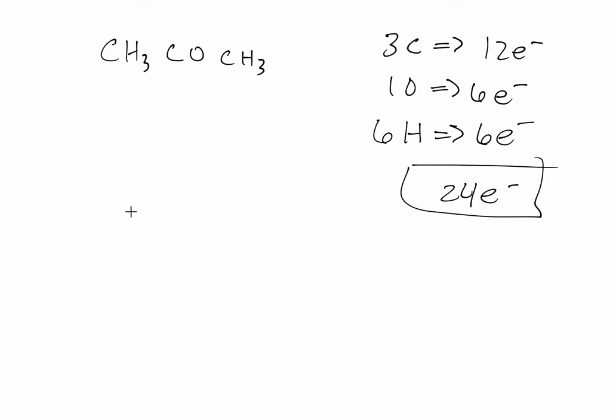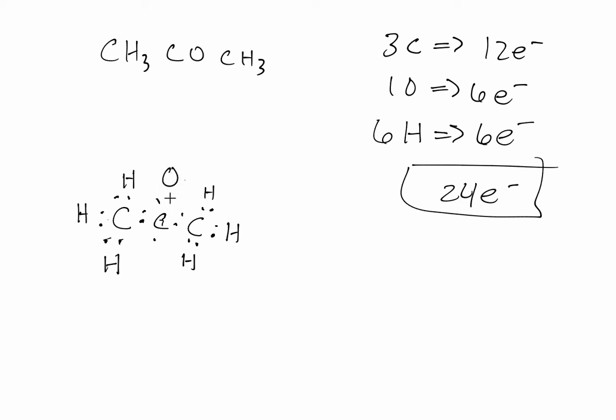So let's start with the carbon framework. And then we'll bond 3 hydrogens to each of the terminal carbons. 1 here, 1 here, 1 here, and then 3 to this carbon as well. Now, we need to bond an oxygen. An oxygen has 6 valence electrons. 1, 2, 3, 4, 5, 6.